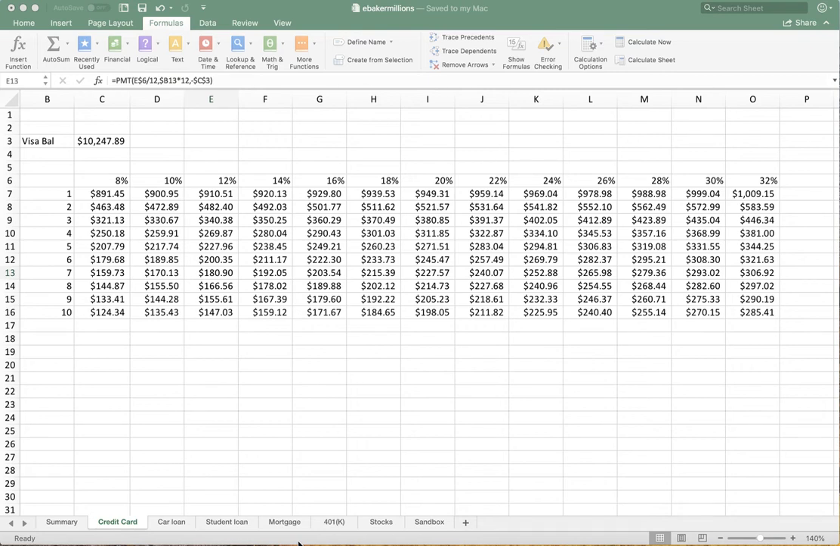Alright, in this video we're going to move from the credit card to doing basically the same thing but looking at a car loan. Now, it's again going to use the PMT function because repetition is the best way to learn something. So we're basically going to do the same thing that we did with the credit card over here on the car loan. So let's move to the car loan and let's create the scenario that we want.